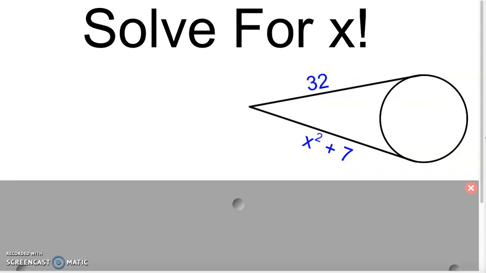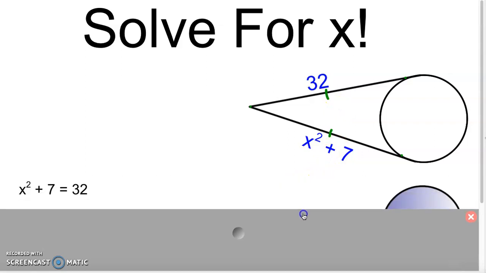So let's take a look at one that's maybe just a tad bit more involved, because we're going to start to deal with squared terms. So again, I just drew a point of tangency at a circle here and a circle here, and came to a common point here, which means these lengths here are going to be equal to each other. So I just set up x squared plus 7 equals 32.